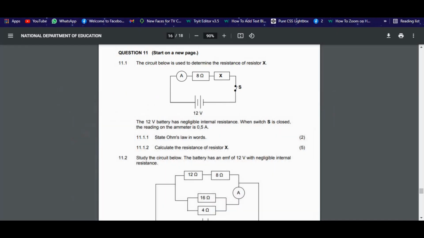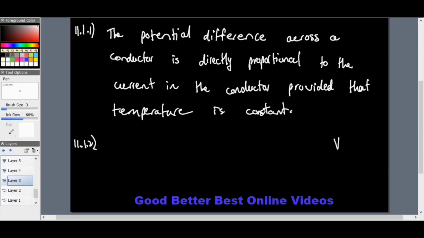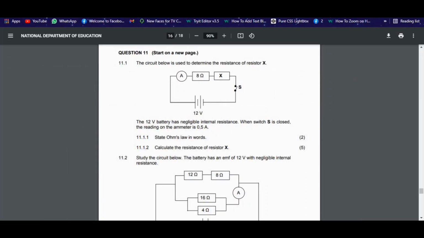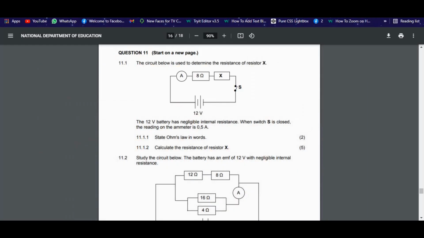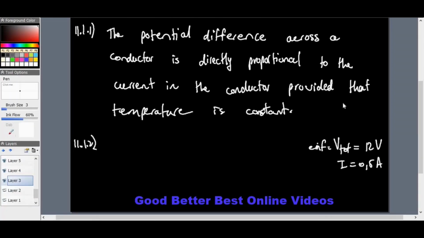11.1.2, I do believe, was to calculate the resistance of resistor X. Okay, so the total voltage, total potential difference, or EMF, whichever you wanted to call it, was 12 volts. The current in the ammeter was 0.5 amps, and one resistor was 8 ohms, so I'm just going to call resistor 1 8 ohms.